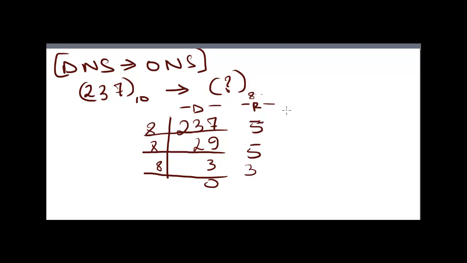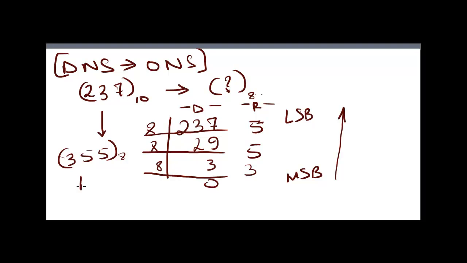Now again, this is the least significant bit, this is the most significant bit, and arranging it from downwards to upwards, we get 3, 5, 5 to the base 8. And this is our answer.